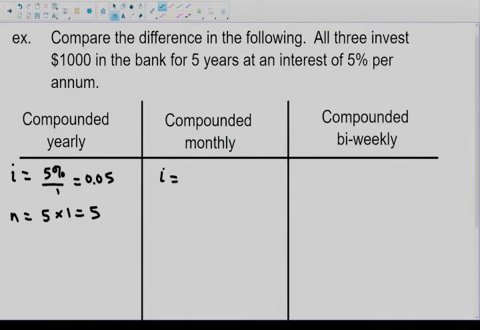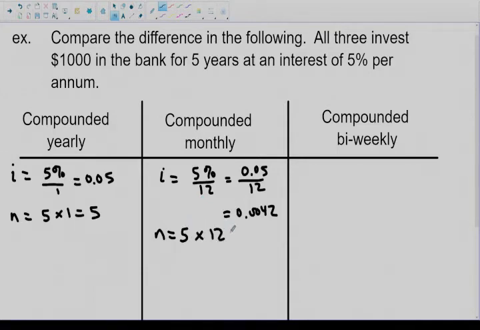Compounded monthly. So it's still 5%, but this time it's divided by 12. 5% is 0.05, but we're going to have to divide that by 12. Okay? So I'm going to do that off camera. So 0.05 divided by 12 is equal to 0.0042 if we round it off. Now our n value is going to be our 5 years again, but this time we're getting 12 payments per year. So it's 5 times 12. Now 5 times 12 I know is just 60. Okay, so 60 interest payments.